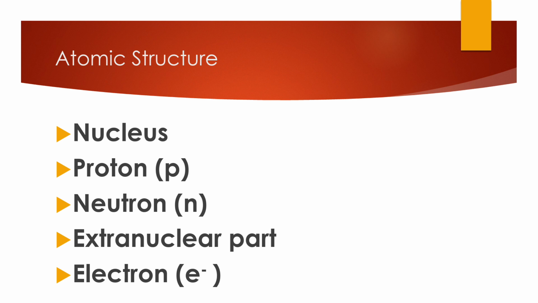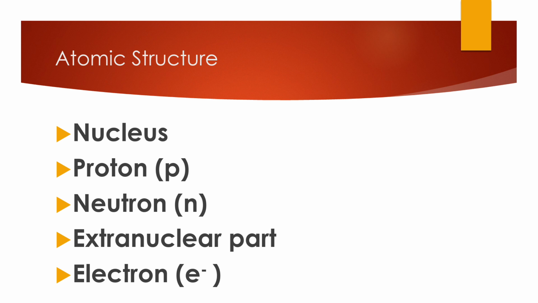Now the second is the extranuclear part. The extranuclear part in the atomic structure includes electrons revolving around the nucleus and the empty space in between the nucleus and electrons. In my previous video, I told you that the atom structure is similar to the solar system structure. Like the sun is at the center and all the planets are revolving around the sun, similarly the nucleus having protons and neutrons is at the center, and all the negatively charged electrons are moving around the center in circular orbits.